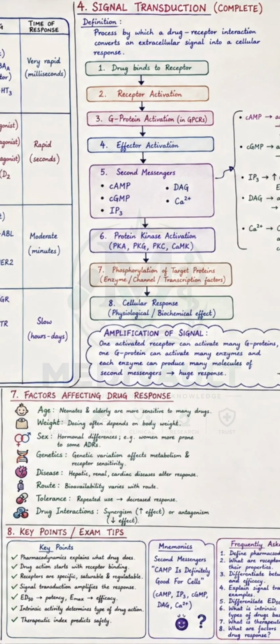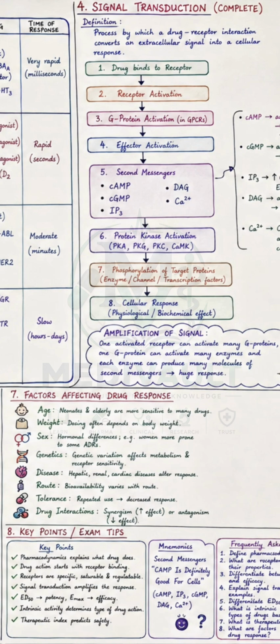The last thing we are going to discuss is the factors affecting the drug response. First is age. Neonates and elderly people are sensitive to many drugs. Weight: dosing often depends upon the weight. We also measure the weight before giving the dose, and that is the formula of dosing. We have to calculate the weight. And sex: hormonal differences between woman and man will also affect the dose. Next is genetics. If the genetics is strong, the drug will act one way, otherwise, the drug acts in another way. So genetics is also a main factor.